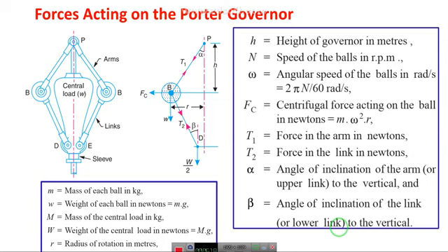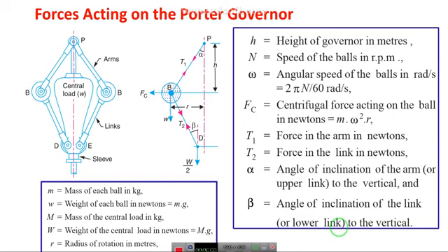And the notations which we can see in the right side diagram, that height already we have discussed, that is the height of the governor, that is in meter, and N, that is speed in rpm. So omega, that is angular speed in radians per second, that is 2 pi N divided by 60 radians per second. Fc, that is centrifugal force acting on ball, that is in newton, m omega square into r. So this T1, that is force in the arm in newton, T2 force in link, that is in newton, alpha, that is angle of inclination of the arm, so that makes with the upper link.